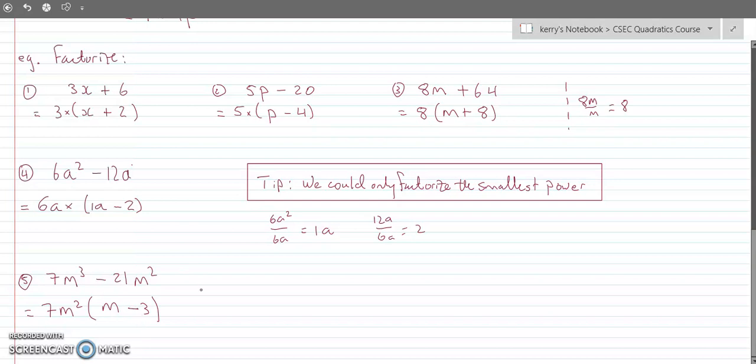So I will continue with this type of factorization in the next video, because it is crucial that we know how to do these, right? So I will see you all in the next video.